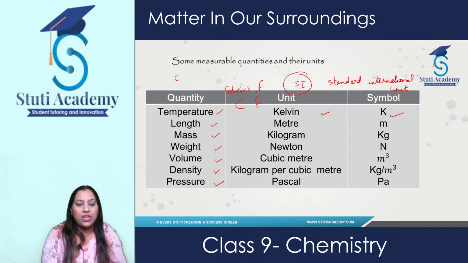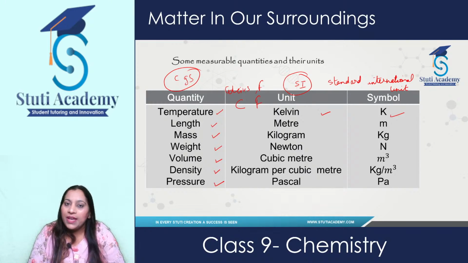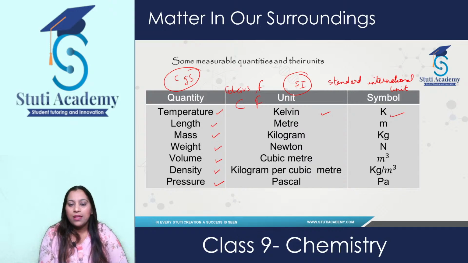Another unit system is CGS, that is centimeter, gram and second. So these are the CGS units. Now the second quantity is length. Length can also be measured in centimeters, kilometers, millimeters. But the SI unit of length is meter, which is represented by the symbol small m.